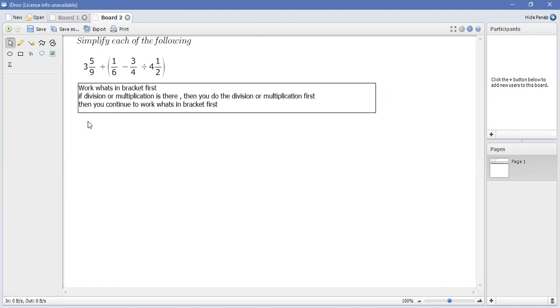But remember, it is easier to work with the improper fraction than the mixed fraction. So I've changed this mixed fraction into an improper fraction. Make sense? Yes, sir. Good. All right. Now, let's look at another case.